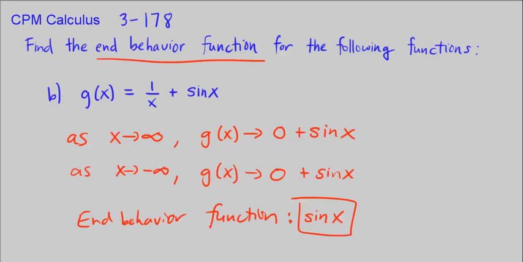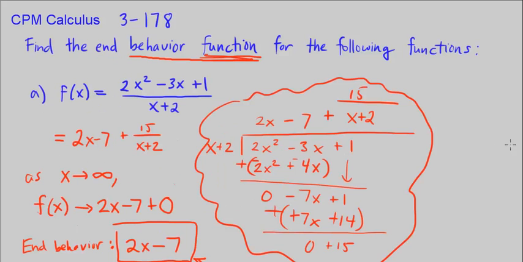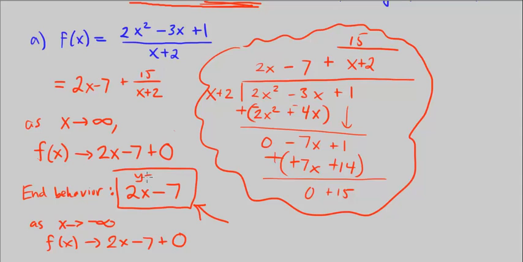Just like in part B, it should be y is equal to sine of x because it's a function, so we want to name it. And in part A, again, we could say y is equal to 2x minus 7. All right, so that ends CPM Calculus Chapter 3, number 178.